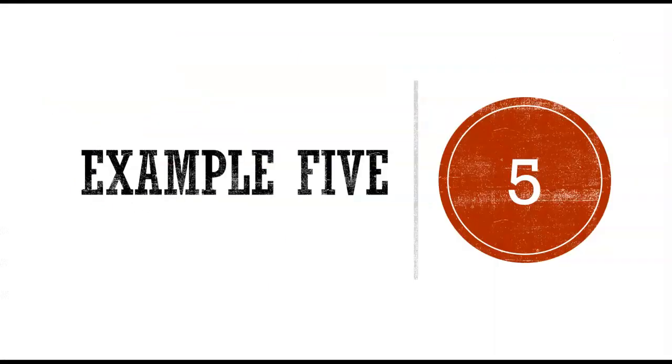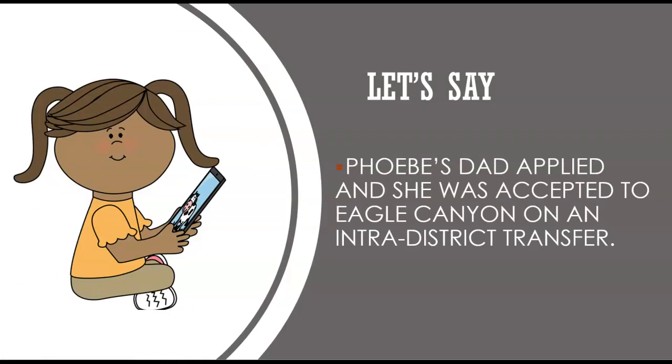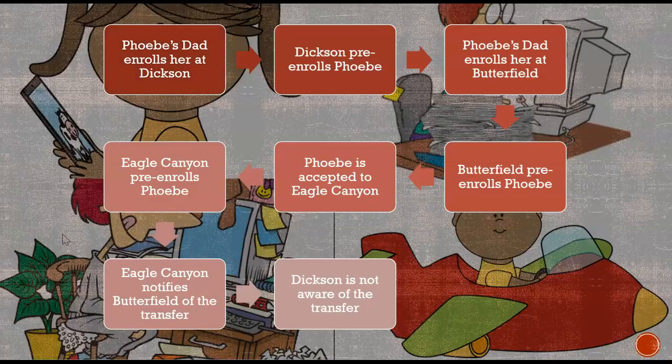Example 5. Let's say Phoebe's dad applied and she was accepted to Eagle Canyon on an intra-district transfer. So, same scenario. Phoebe's dad enrolls her at Dixon. Dixon pre-enrolls Phoebe. Phoebe's dad enrolls her at Butterfield. Butterfield pre-enrolls Phoebe. Phoebe is accepted at Eagle Canyon.